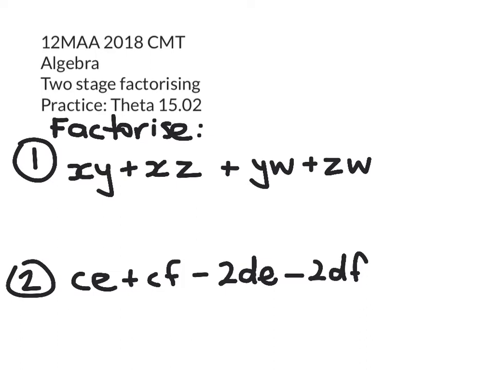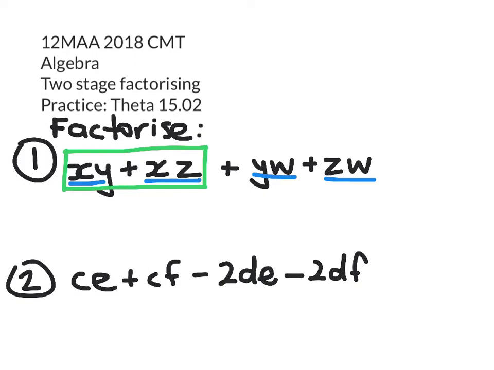So if you look at question 1 here, our first thing that we try to do is to find a common factor in all of these terms. We've got xy, xz, yw and zw. There's no variable in common in all of those. So the next thing we can think about is to take them two at a time and see if we can see a pattern here.